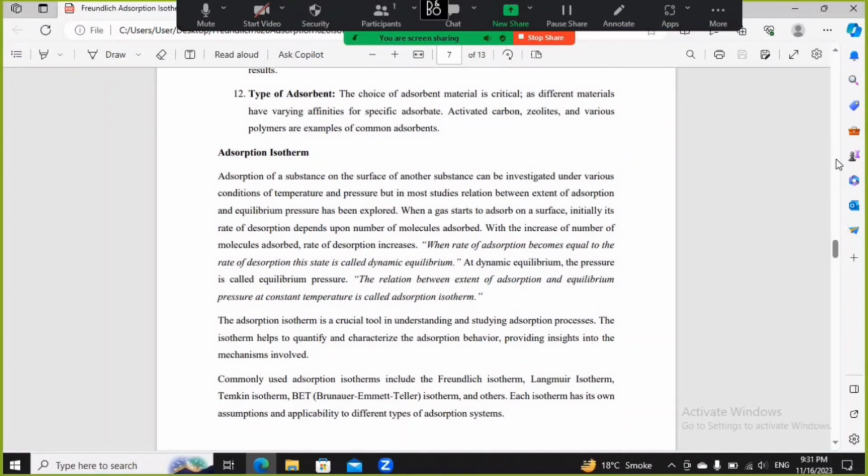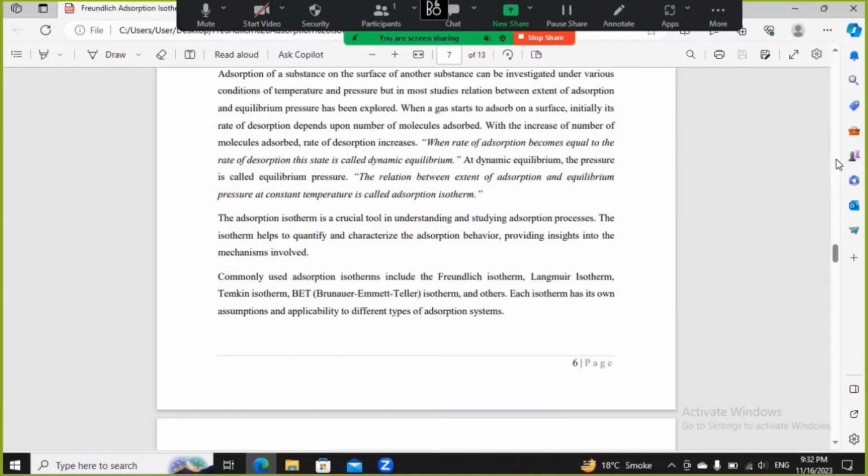Adsorption of a substance on the surface of another substance can be investigated under various conditions of temperature and pressure. But in most studies, the relation between extent of adsorption and equilibrium pressure has been explored. When a gas starts to adsorb on a surface, initially its rate of desorption depends upon the number of molecules adsorbed. With the increase of the number of molecules adsorbed, the rate of desorption decreases, and when the rate of adsorption becomes equal to the rate of desorption, this state is known as dynamic equilibrium, and the pressure at this state is called equilibrium pressure. So we may define adsorption isotherm as a relation between extent of adsorption and equilibrium pressure at constant temperature.